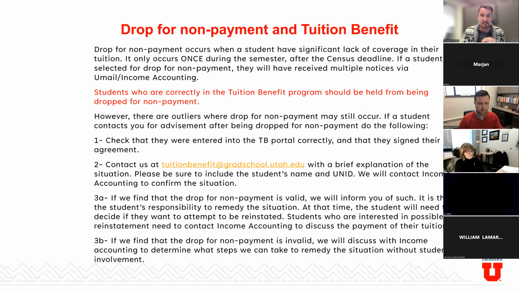It happens after census, so you have an idea of when that will occur. It's generally about a week after census when that goes through. If a student is selected for drop for non-payment, they will receive multiple warnings. They will receive emails. Income accounting will probably be sending them notifications on their homepage. They will be told in one way or another that they may be eligible for being dropped for non-payment. So it's very rarely going to be a surprise if they're watching their UMail, and encourage your students to watch their UMail. Students who are correctly entered into the tuition benefit program, however, should be held from being dropped for non-payment. If all the information is there, the tuition is going to be distributed, it should be fine.